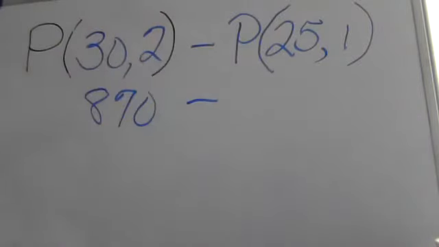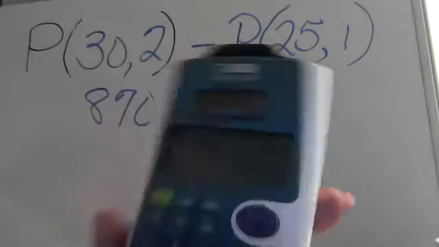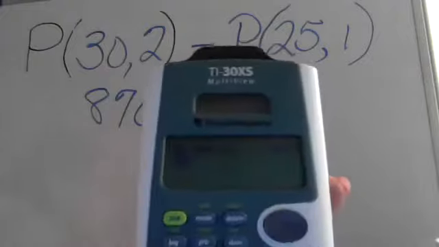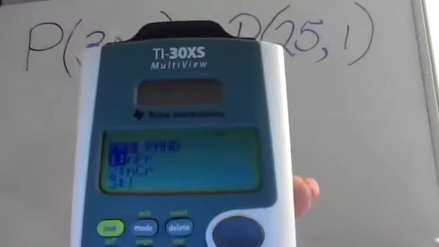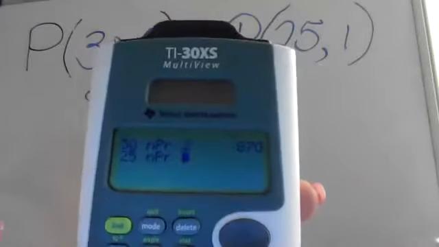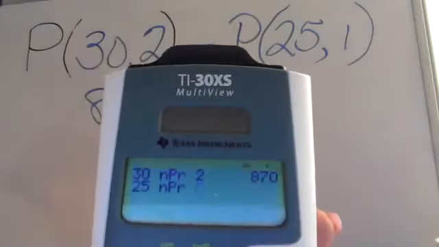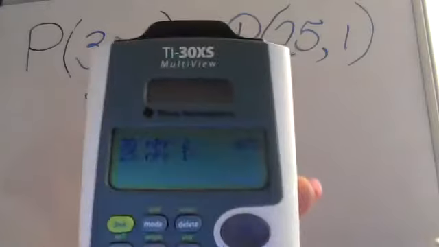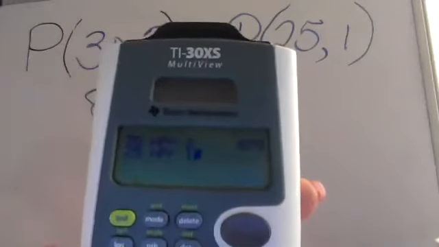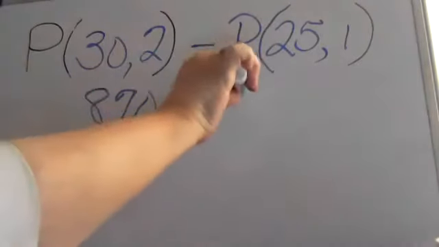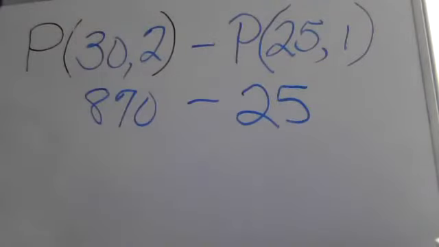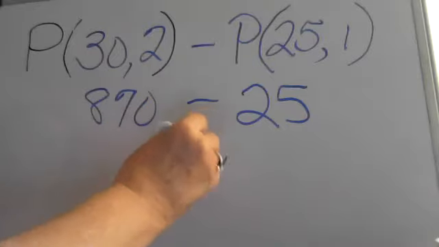Minus, and let's do it again. So now I have 25 things. Remember, you have to tell them how many first, then go to your probability and choose number 1. Now, how many things at a time? Just 1 thing at a time. This is what your calculator will look like. When we press enter, we will have 25. And then we simply subtract the 2. And the answer to this will be 845.